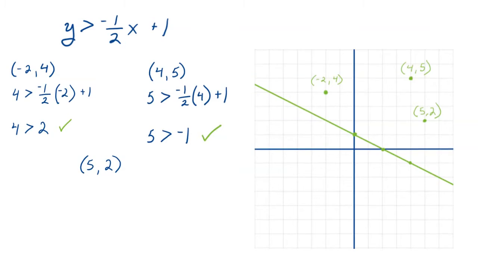We subbed in 4 and 5, and we found that 5 is greater than negative 1, so that's true. And then when we subbed in 5 and 2, we found 2 is greater than negative 3/2, which is also a true statement. That tells us that indeed all of the points above the line give us the value of the inequality y is greater than negative 1/2 x plus 1.